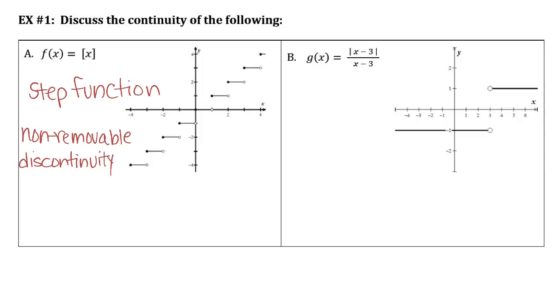Okay, so step function, it's a non-removable discontinuity. And notice that the limit is not always going to exist. It's almost very one-sided here. So there's a non-removable discontinuity. You could also think about graphs that have vertical asymptotes.